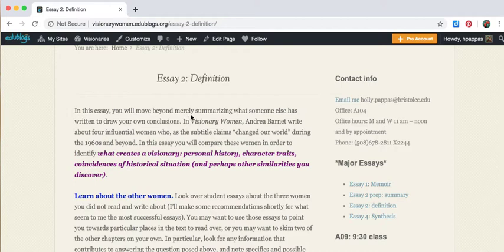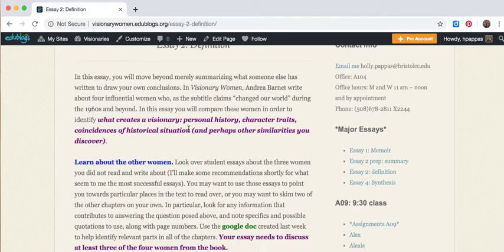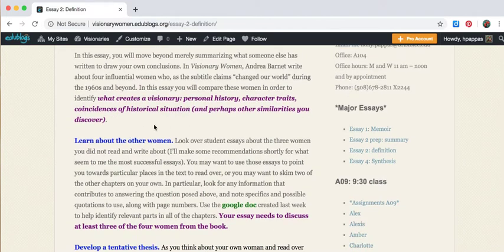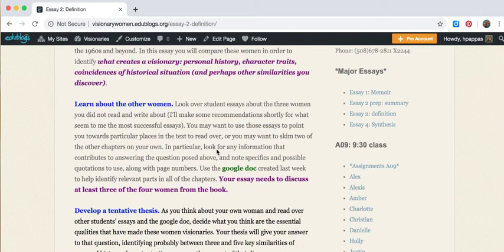And as I say here, you move beyond merely summarizing what someone else has said to draw your own conclusions. Again, this is the key question you want to make sure your essay answers: what creates a visionary? And then I have some suggestions here about process. So the Google Doc is part of this learning about the other women. You also may want to look at the summaries that other people in the different classes have written. And I will try to go through these.